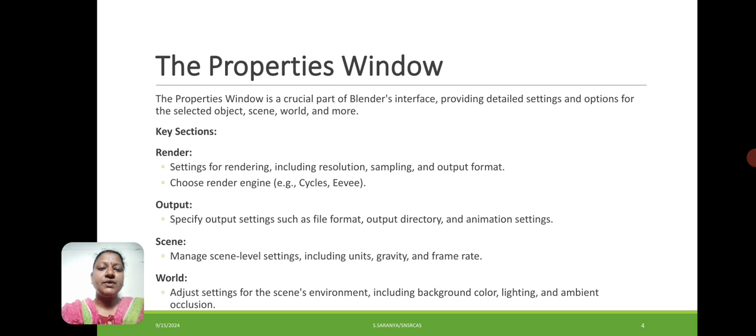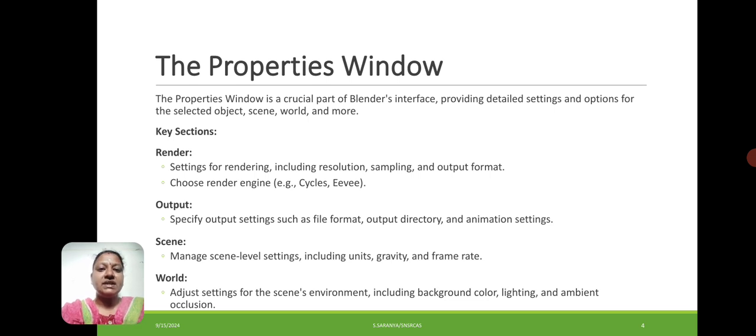The properties window. The properties window is a crucial part of the Blender interface, providing detailed settings and options for the selected object, scene, world and more. Key sections. Render: settings for rendering including resolution, sampling and output format. Choose the render engine, for example Cycles. Output: specify output settings such as file format, output directory and animation settings.